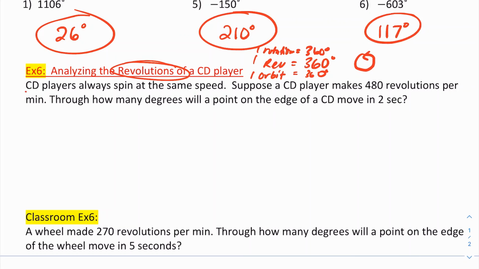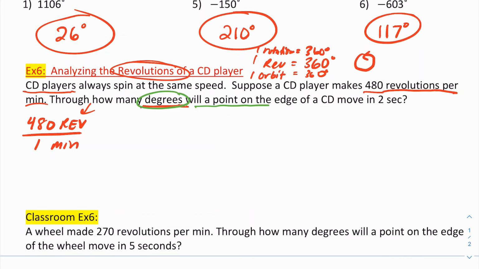So it says CD players, back when we had those, always spin at the same speed. Suppose a CD player makes 480 revolutions per minute. So 480 revolutions for 1 minute. Now, how many degrees? So they want degrees. So right now we have revolutions, but we need to change that into degrees. And well, the point on the edge, so on the outside edge of a CD, it doesn't really matter, but this point, okay, we'll move into seconds. So now we need seconds at the end, and we need degrees.